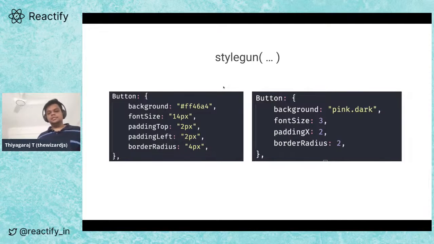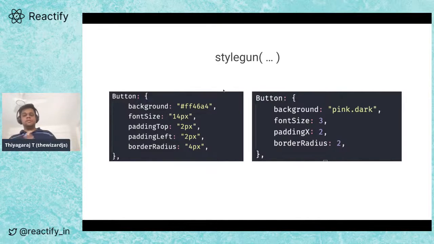And on the right side, if you see, it's not really a standard, right? Padding X is not a valid CSS property, and pink.dark doesn't correspond to any value, right? So StyleGun kind of does a magic. It just understands these custom properties which you define, and it translates that into the standard CSS object.